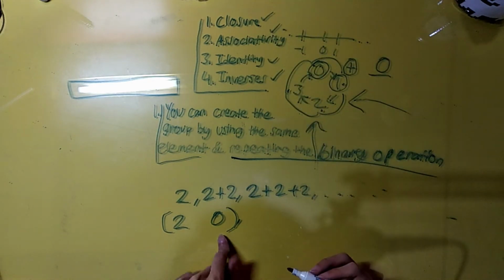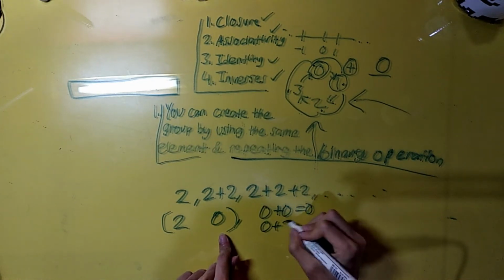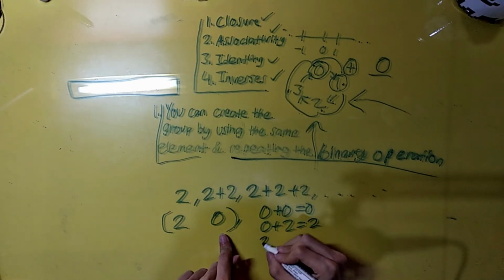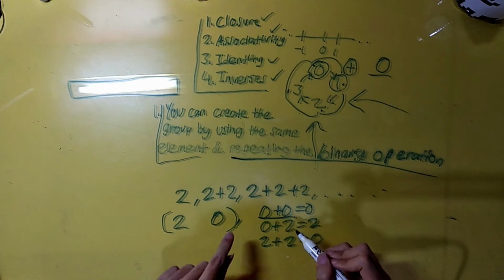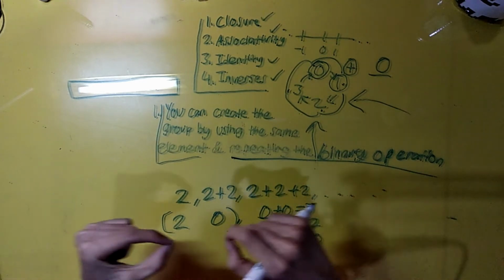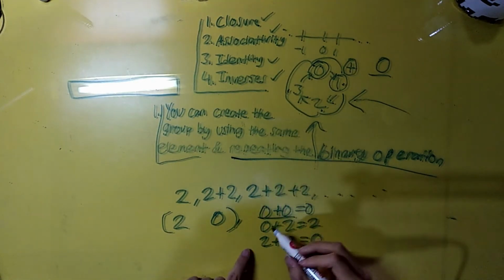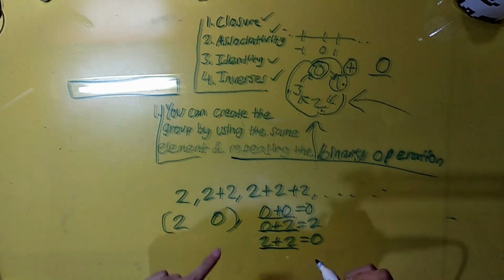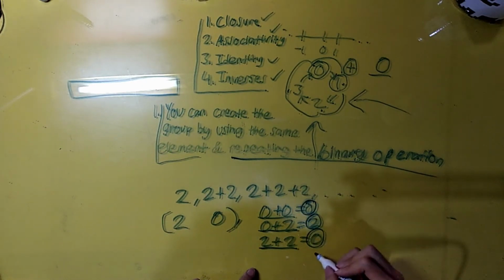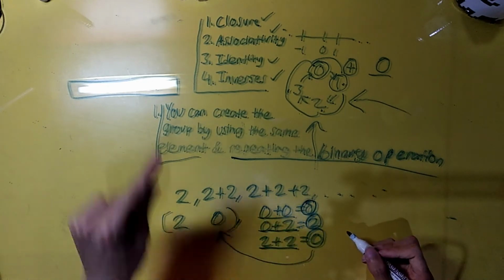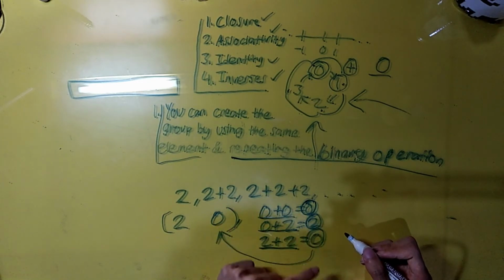We can go and check again. What's 0 plus 0? That's 0. What's 0 plus 2? That's 2. What's 2 plus 2? That's 0. This is every single combination of the group, right? 0 and 0, 2 and 0, and 2 and 2. Every single possible addition that you make, you're always going to end up with an element that is within the group here. Therefore, closure is satisfied. No matter what you add, you're definitely going to get something that is part of the group still.